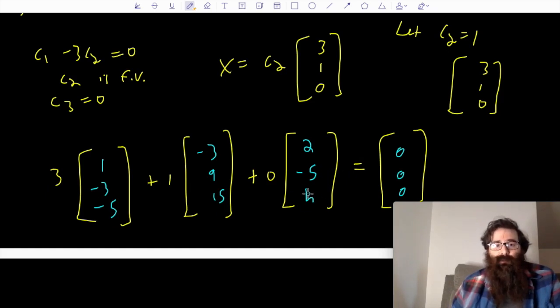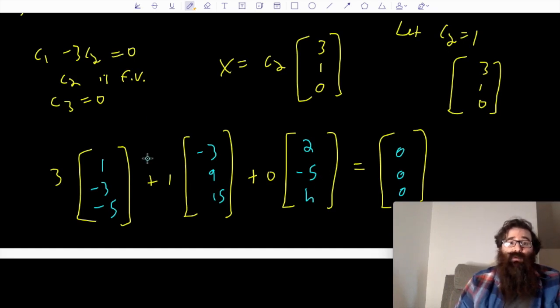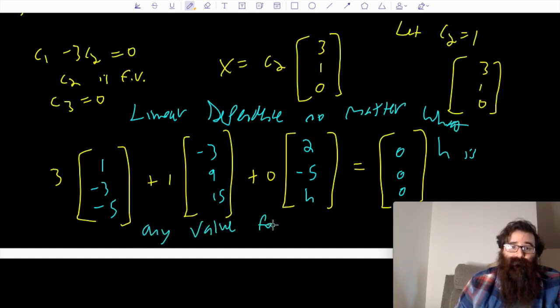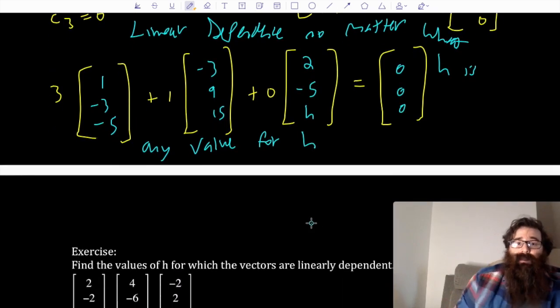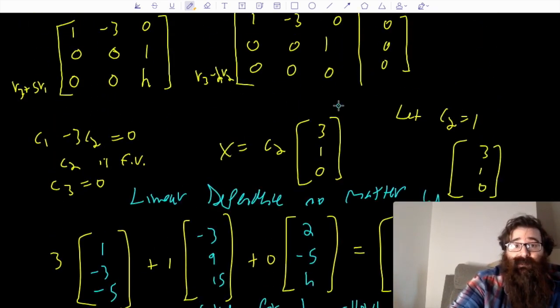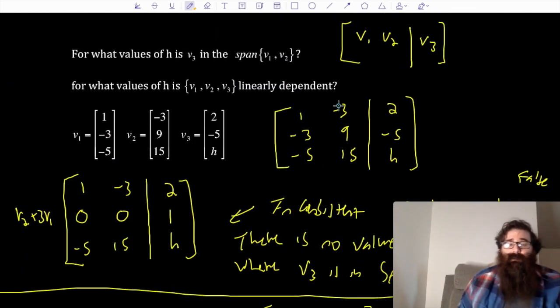Since we're zeroing out this third vector, that one happens to have a 0 coefficient, but not all coefficients are 0, it means that it doesn't matter what h is. So here we get linear dependence no matter what h is. So any value for h allows linear dependence.